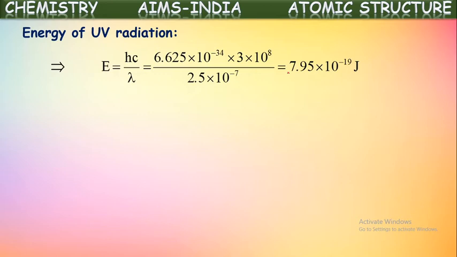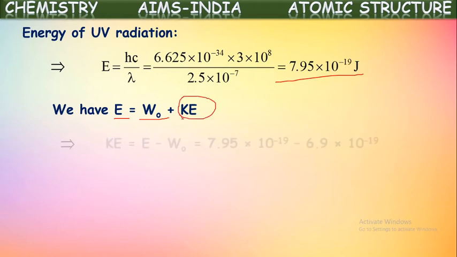So the total energy is found, and the threshold energy of the silver metal is given, and now they are asking to find the kinetic energy of the ejected electrons. Now we have total energy E is equal to threshold energy, or work function, W naught, plus kinetic energy. The total energy we just found, and the work function is given. Now we have to find the kinetic energy. Let us make it the subject.